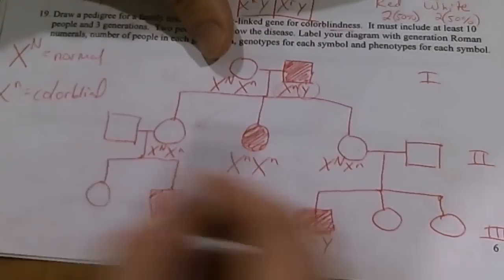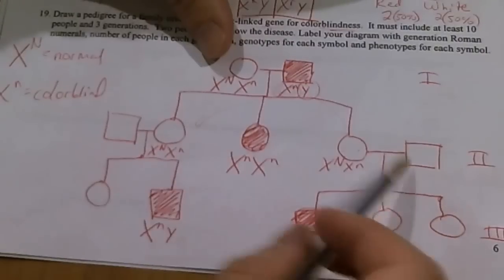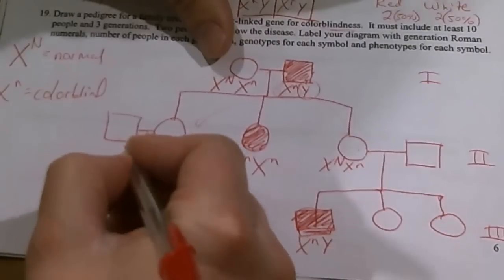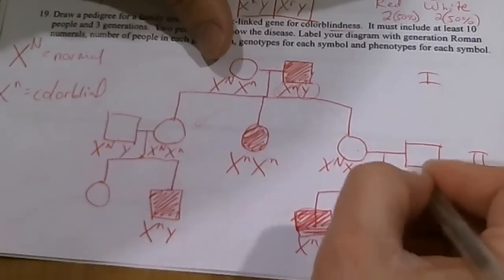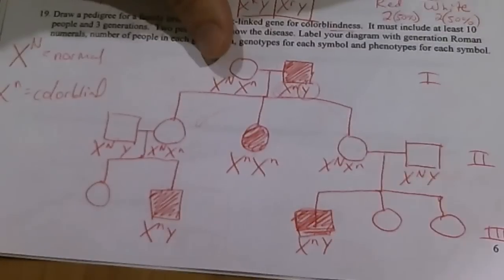These men right here, these 2 men right here, since they are both unaffected and they all have something in common, they all have a Y, their genotype is no other choice but to be X big N.